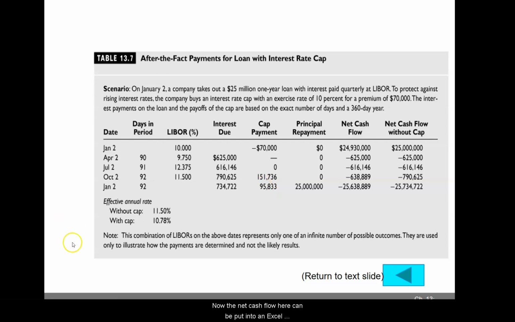Now, the net cash flow here can be put into an Excel sheet to get the effective rate of the borrowing with an interest rate cap. In our case, it is 10.78%. This can be compared against the IRR, or the effective rate of the borrowing without the interest rate cap, which is 11.5%. So here we see that the use of the interest rate cap has effectively reduced the borrowing cost compared to a position that is not hedged.